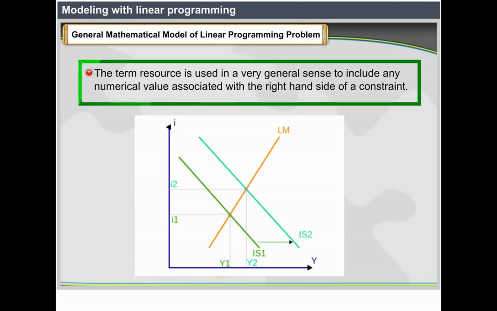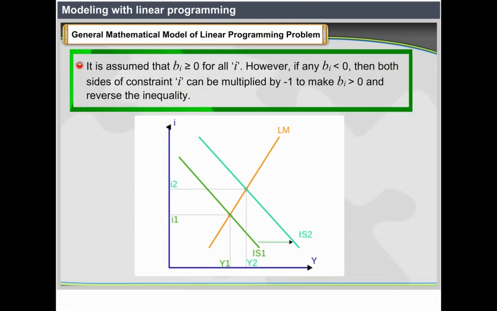The term resource is used in a very general sense to include any numerical value associated with the right hand side of a constraint. It is assumed that bi is greater than or equal to 0 for all i. However, if any bi is less than 0, then both sides of constraint i can be multiplied by -1 to make bi greater than 0 and reverse the inequality.